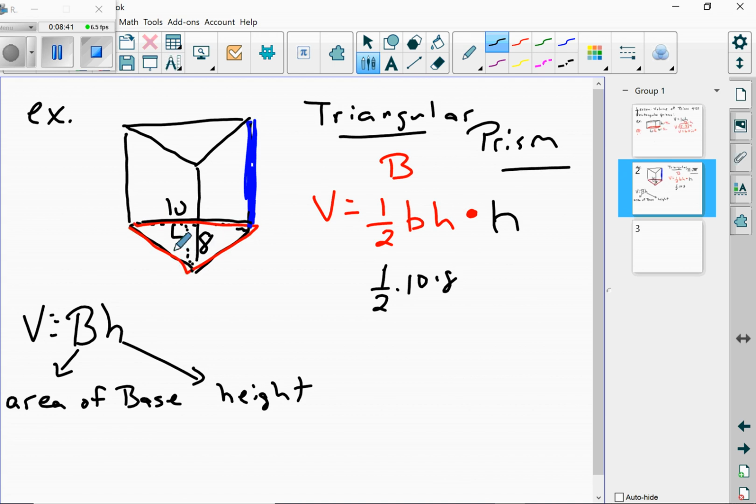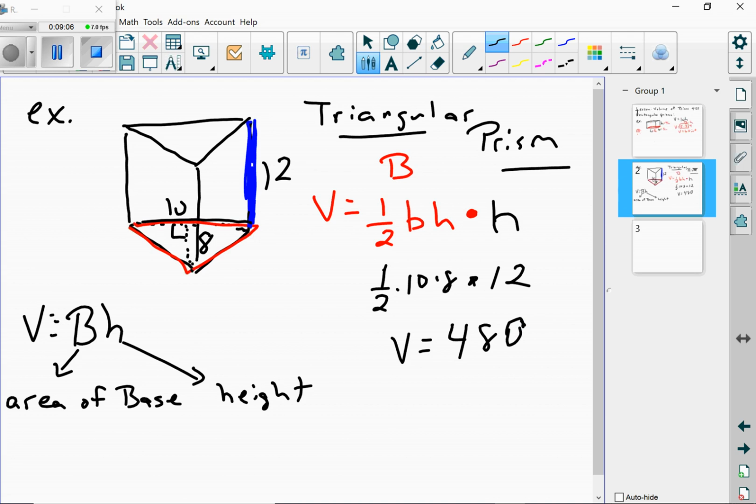Now I've got to do times the height of the whole shape, the height of the whole prism, which is the blue line. Let's call it 12, okay? So times 12. So we're going to want to grab our calculators. We're going to type in 1/2 times 10 times 8 times 12. I think that's giving us 480. So volume equals 480. Again, this is the number of cubes it takes to fill this up.